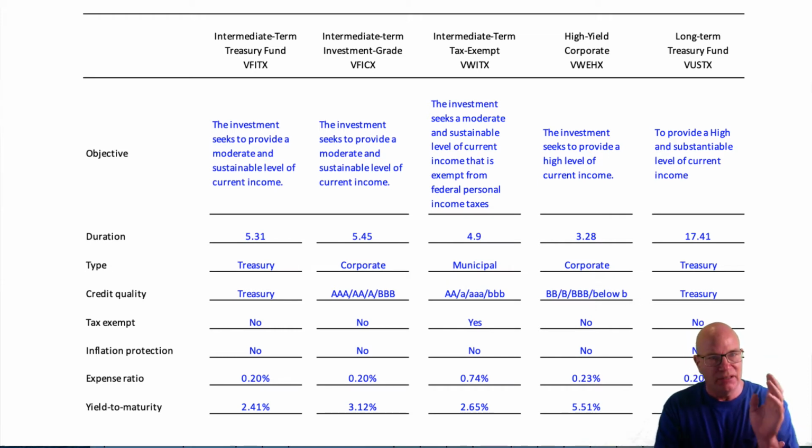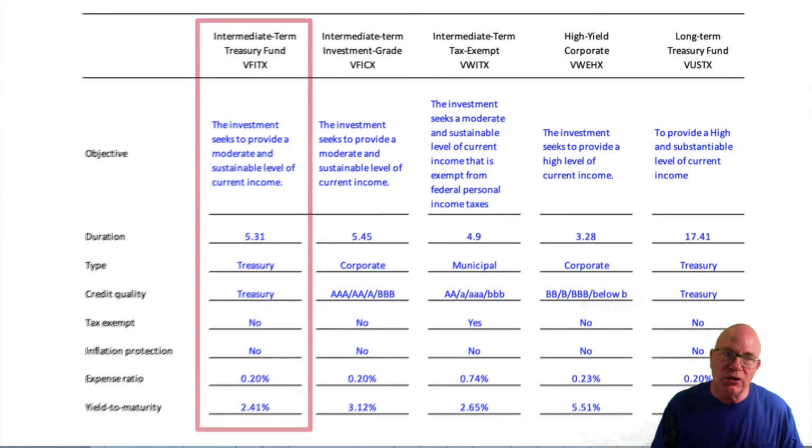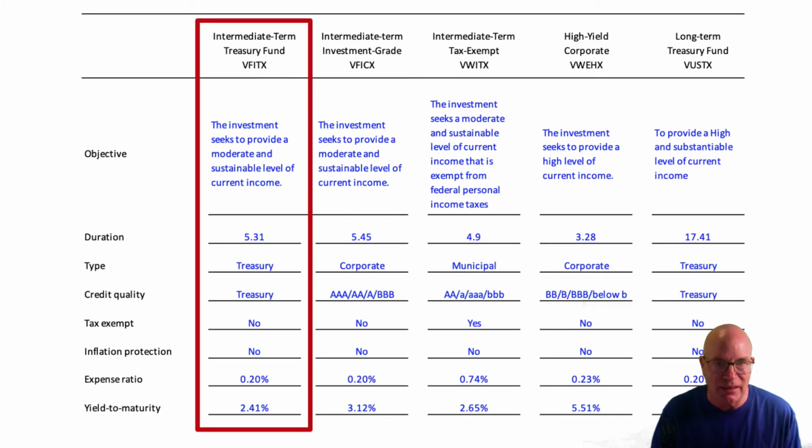We have an intermediate term Treasury fund, VFITX, in the first column, then intermediate term investment grade. Investment grade signals a corporate fund. Intermediate term tax exempt means it's municipal bonds, then high yield corporate, and then a long-term Treasury fund. You see those listed. Down the side are their characteristics, and what we are going to do is take this bond fund and compare it to each one and then say something about their yield to maturities.